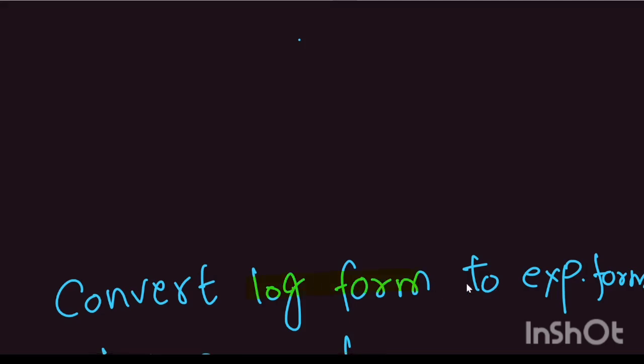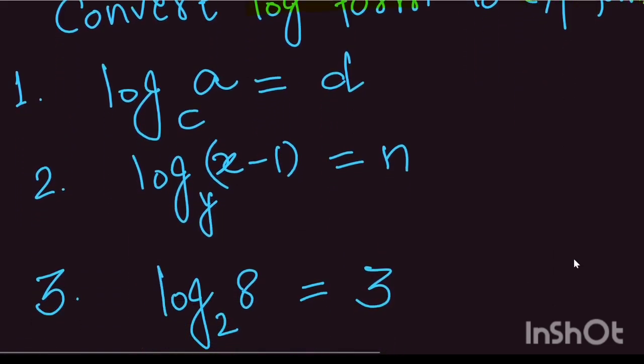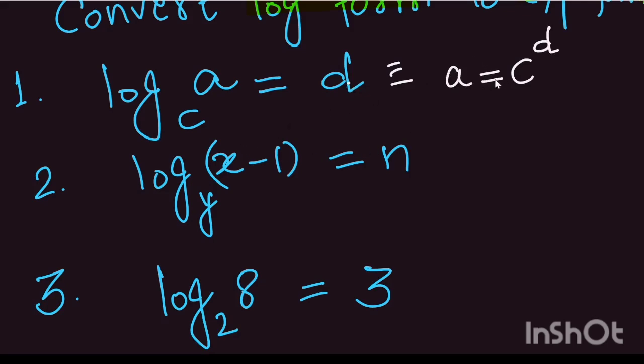Logarithm form is given. We have to convert it into exponential form. Like this is the log form. You can consider this as the base, so c, and this d, which is the answer of the log, should come in the power. So c to the power d, and a is c to the power d value.